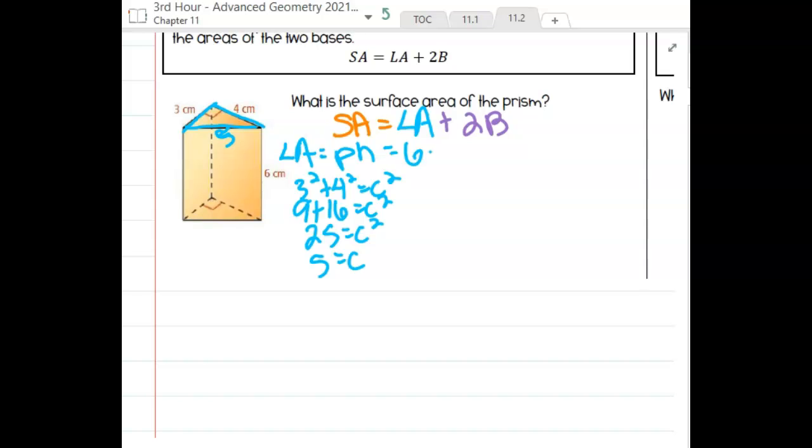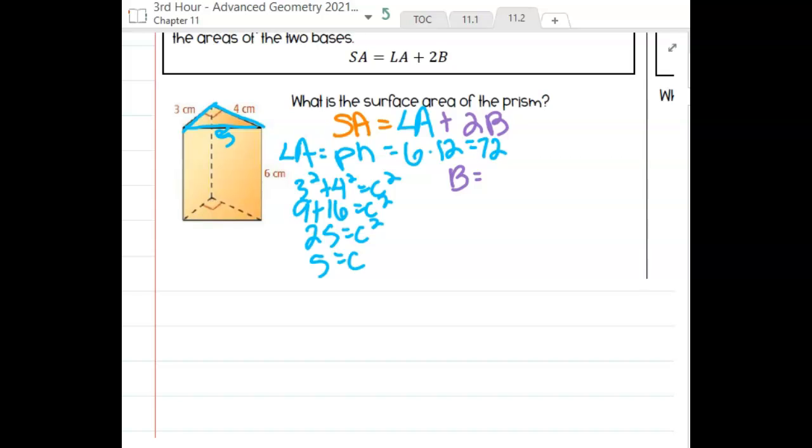So if I were to lay this out flat, it would be 5 next to a 4 next to a 3. So 5 plus 4 plus 3 would give me 12. So to find the lateral area, we would take 6 times 12, which is 72. Okay, that's one piece. Now, I need to find the area of one of the bases, and then we'll multiply by 2 because there's 2 of them.